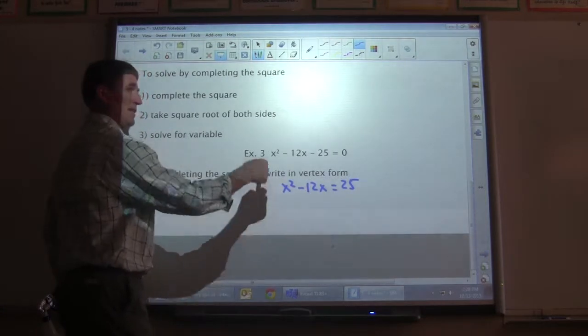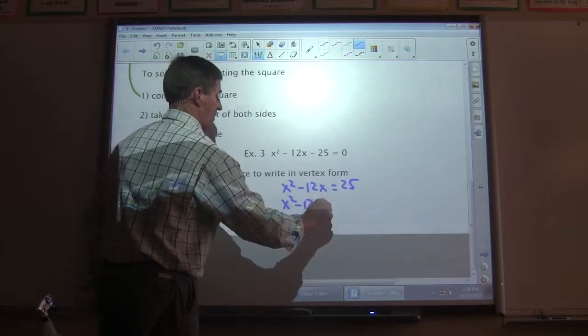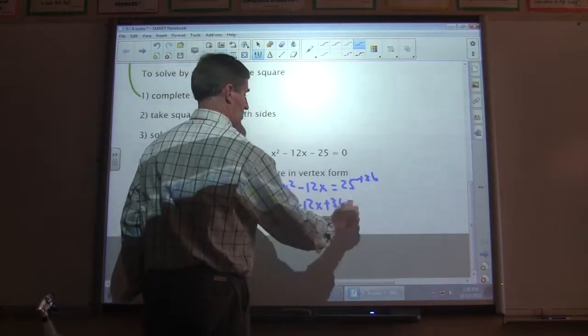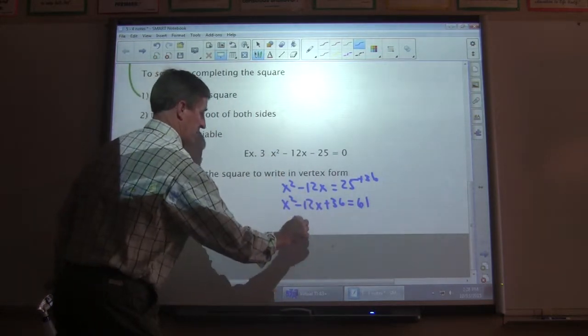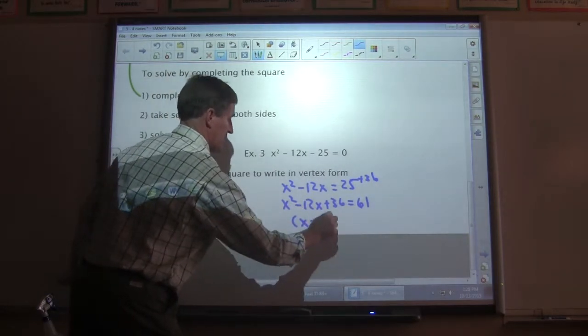Half of 12 is 6. 6 squared is 36. So x squared minus 12x plus 36. So we add 36 there and we get 61. Now we've completed the square. The middle term is minus, so minus. Square root of 36 is 6.